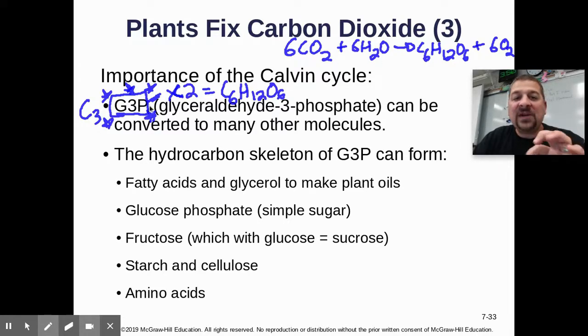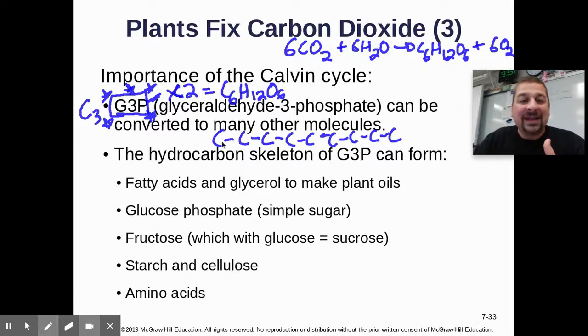The fate of that G3P, what it's going to end up being, is not always glucose. The hydrocarbon skeleton, carbon to carbon to carbon bonds, can be used for many things. We can add a whole bunch of these together, and what do we get? Carbon to carbon to carbon to carbon. That is used to make the fatty acids. And the glycerol is a 3-carbon chain, with fatty acids off of that to make fats, lipids, oils.